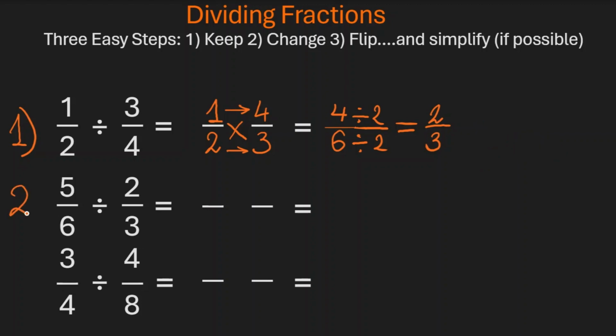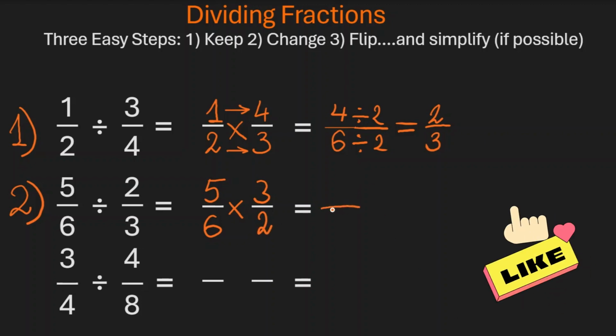Example 2. Next, let's try 5/6 divided by 2/3. Keep the first fraction, 5/6. Change the division sign to multiplication. Flip the second fraction. 2/3 becomes 3/2. Now we're solving 5/6 times 3/2.